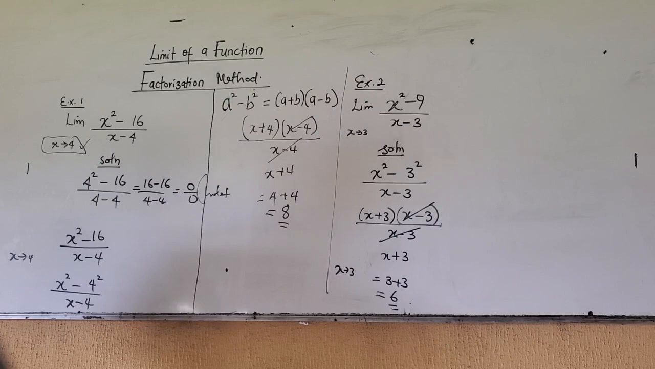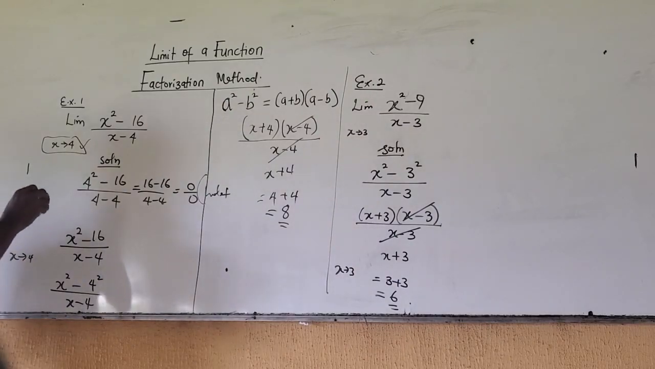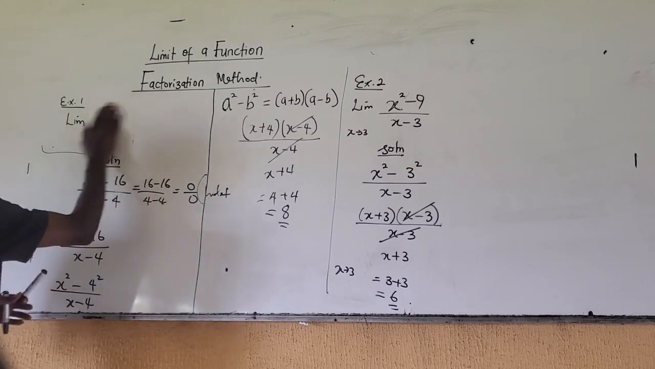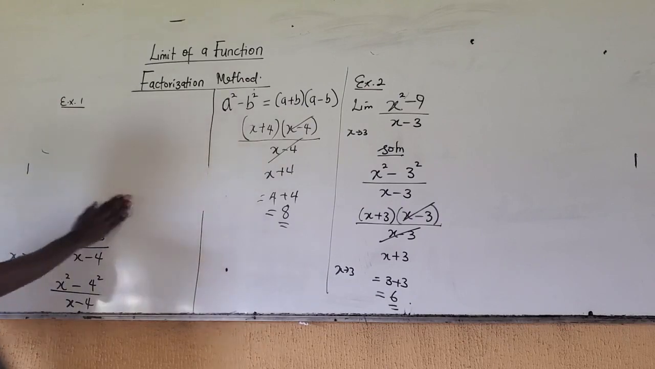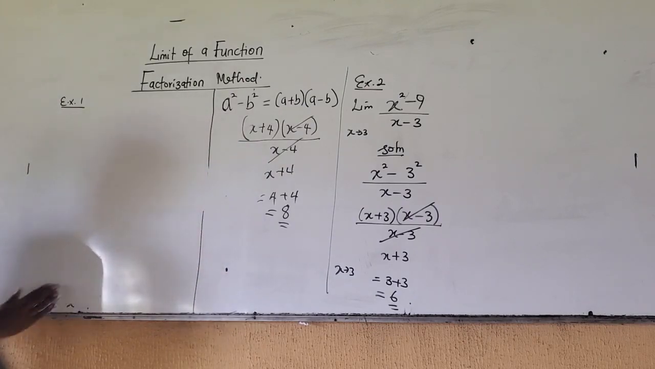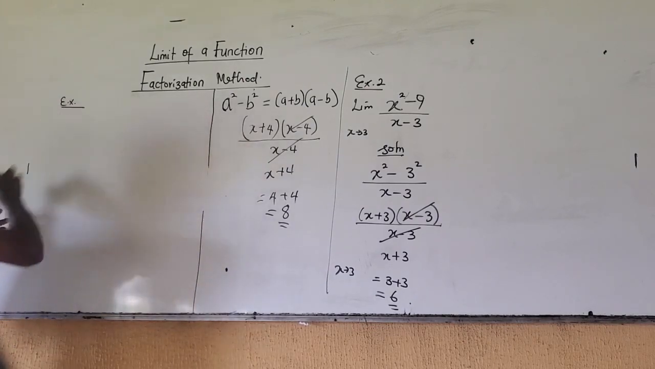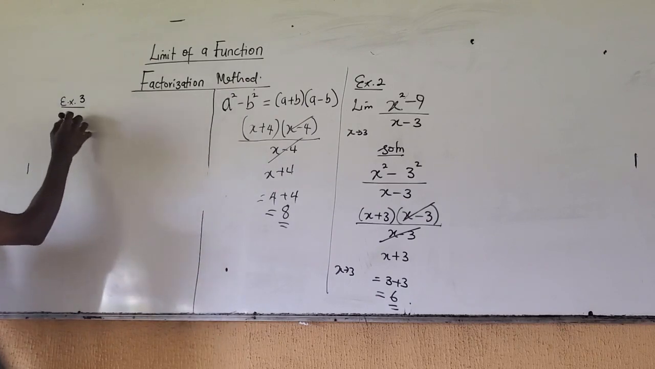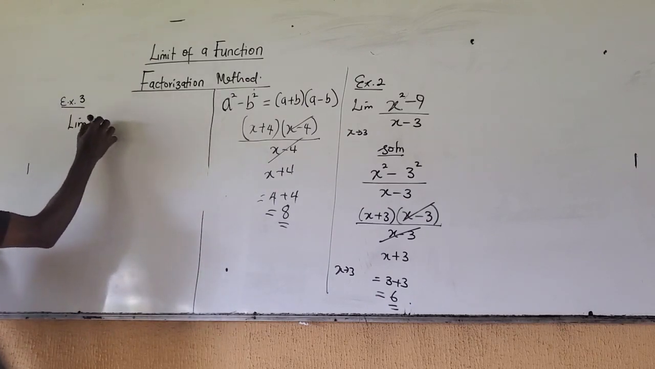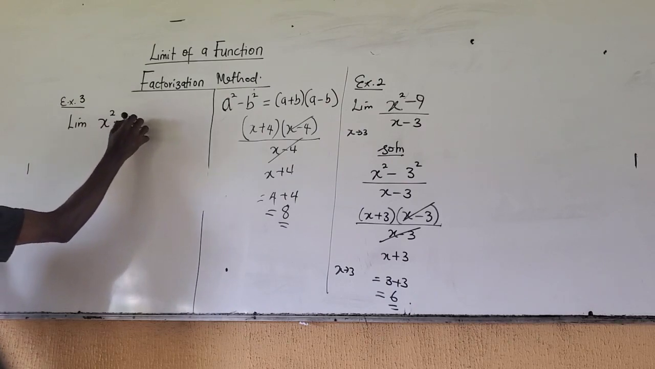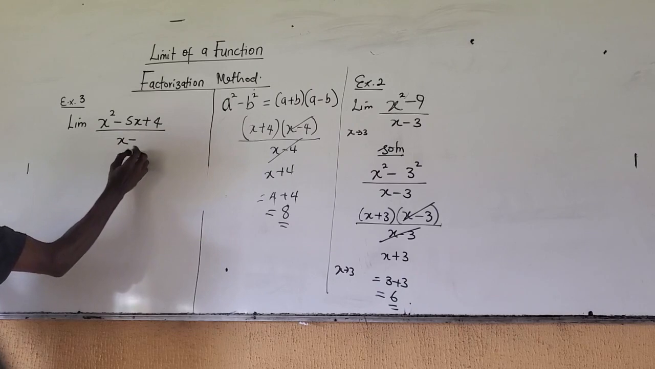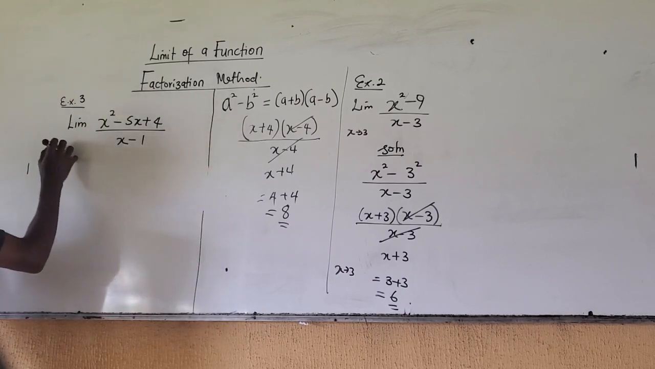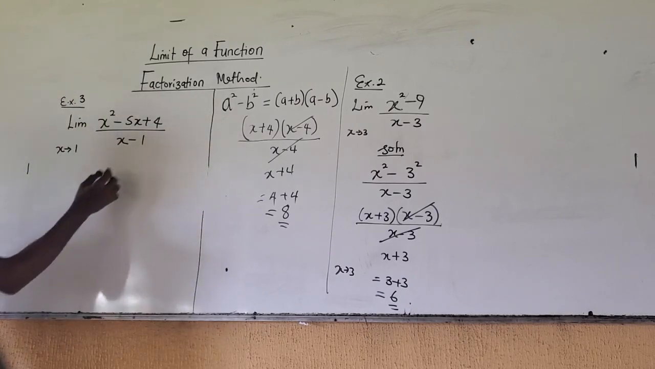All right. Now let's take another question. Example 3, we have another kind of approach. So let's say the limit of x squared minus 5x plus 4 all over x minus 1 as x tends to 1.